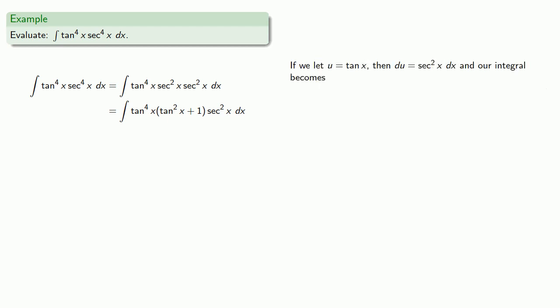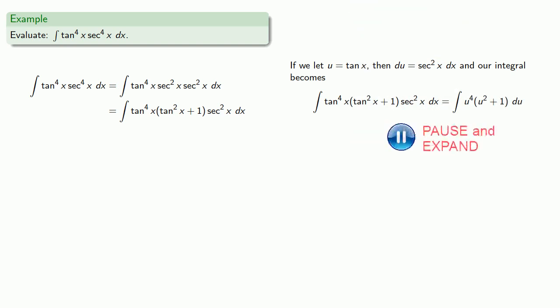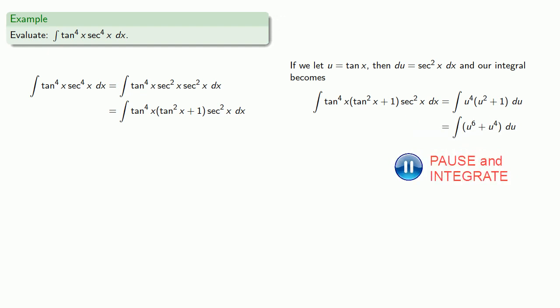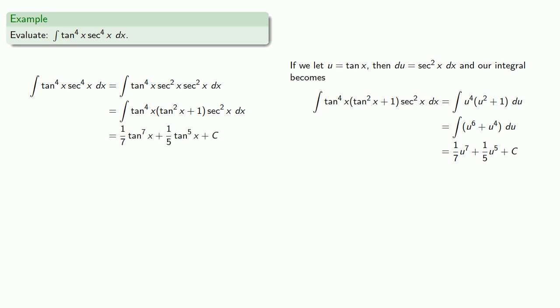Now if we make the substitution u equals tangent x, then du equals secant squared x, and our integral becomes, which we can expand and integrate. And then, putting everything back where we found it, gives us our final answer.